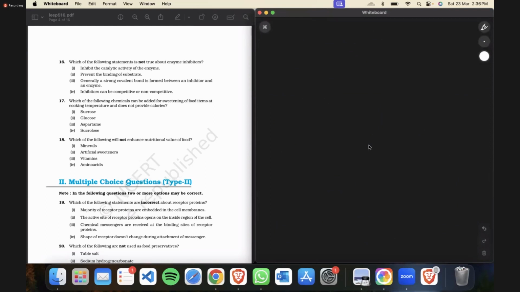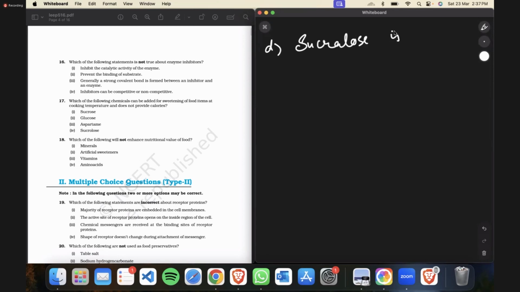Which of the following chemicals can be added for sweetening food items at cooking temperature and does not provide calories? So, sucralose is an artificial sweetening agent which is 600 times sweeter than sucrose, and it does not provide calories. So, option D here.